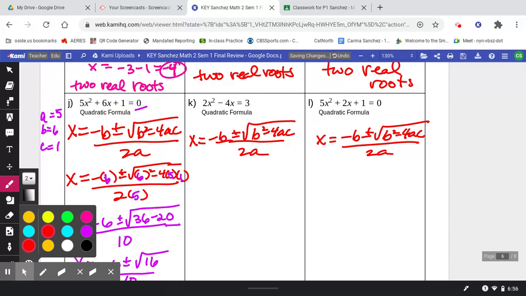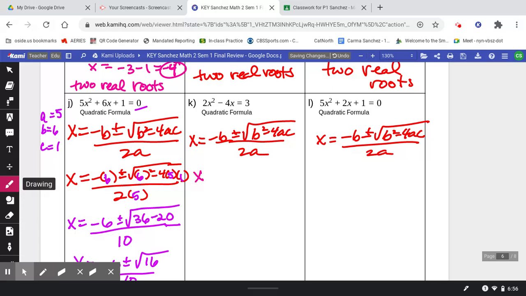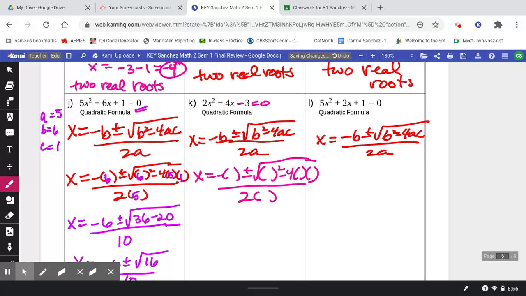All right, let's go up to this next one. And let's plug in here with parentheses. All right, this one, notice that it's equal to 3 instead of being equal to 0. So I just need to rewrite it as minus 3 equals 0. We need to subtract 3 from both sides to get that over there. So my A is 2, my B is negative 4, and my C is negative 3.